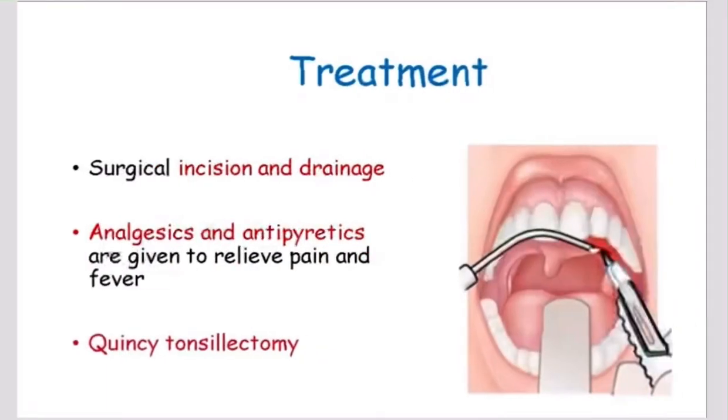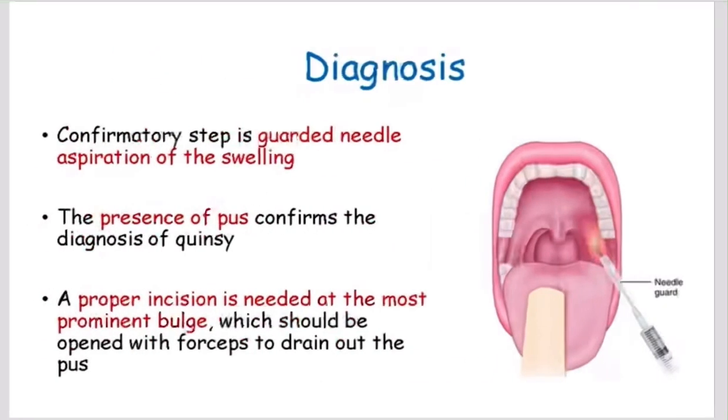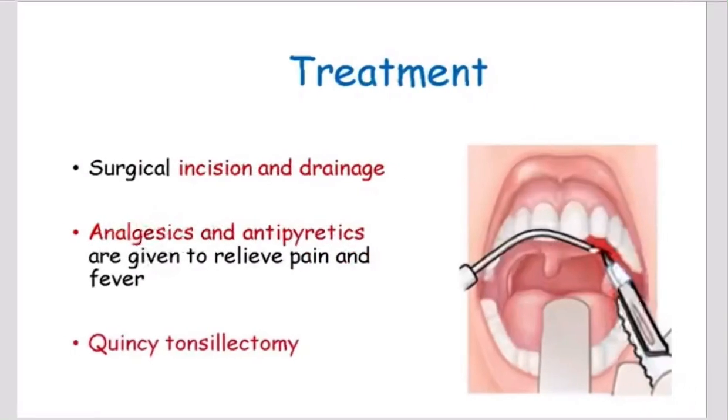Then let us look into the treatment of quinsy. Surgical incision and drainage, like how we discussed here, should be done. Analgesics and antipyretics are given to relieve the pain and fever. So you saw the general symptoms are found, so you give them analgesics to relieve the pain and antipyretics for fever. Quinsy tonsillectomy: if all these fail, even after giving analgesics and antipyretics, the patient is not improving and the quinsy is spreading even further, then you have to go for quinsy tonsillectomy, that is removal of the peritonsillar abscess.